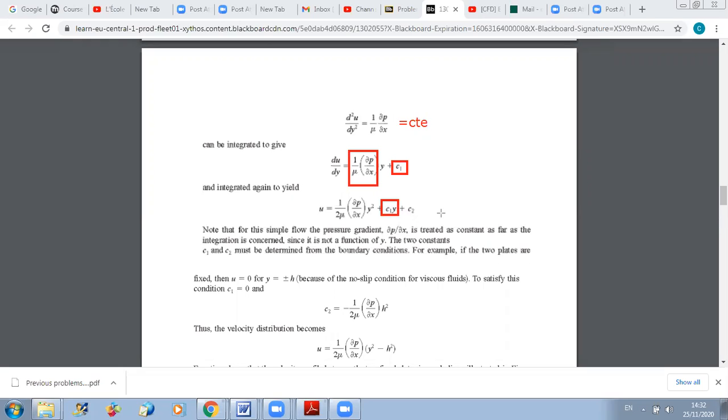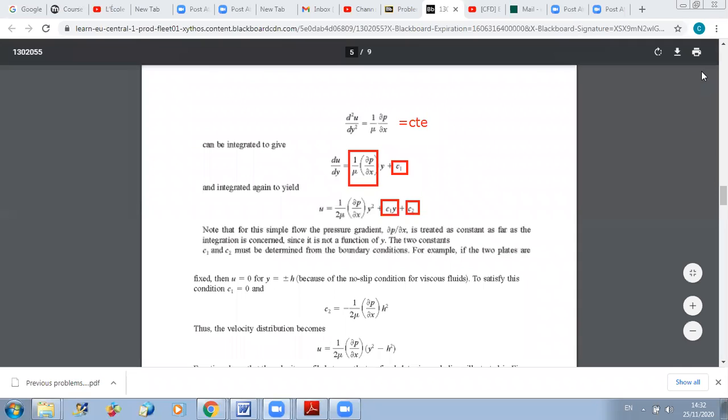Okay? So now you end up with two constants, c1 and c2. How to find these two constants? I need two boundary conditions for the velocity profile. What are the two boundary conditions for the velocity profile? Who will tell me? The no slip condition. Very good. Always remember, for the velocity field, use the no slip conditions to find the constants.